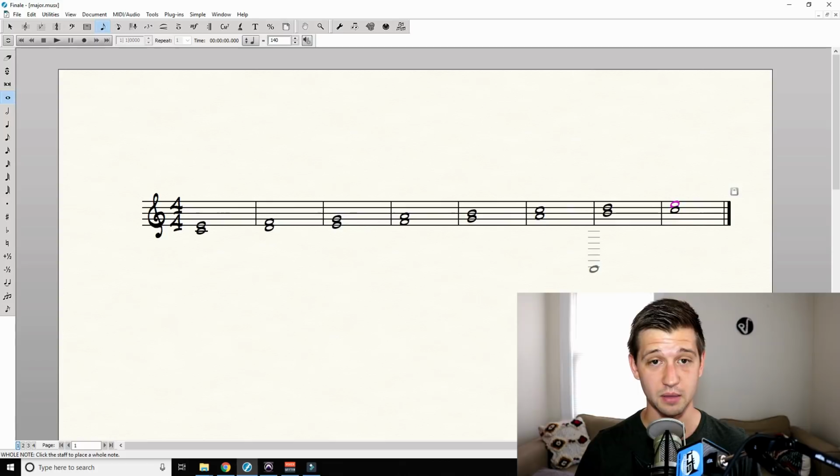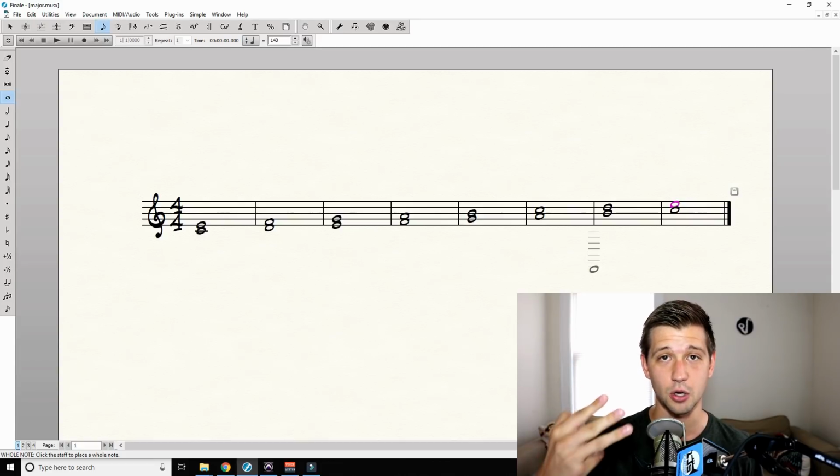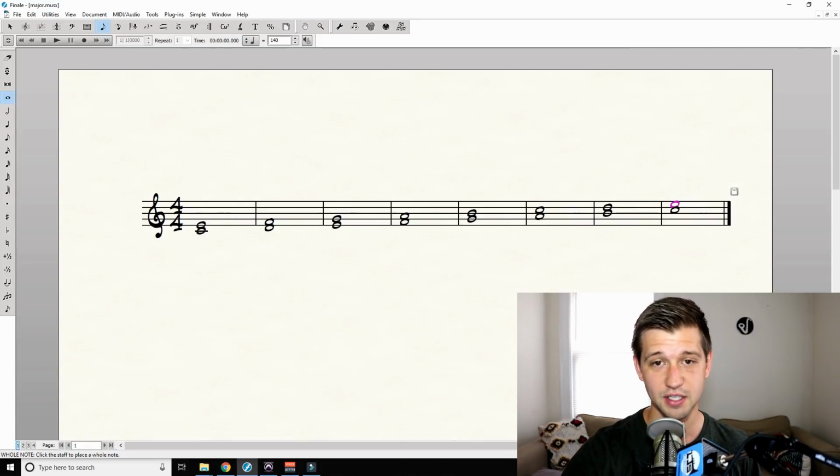Now this is important, because now I'm going to stack another third on top and we're going to create triads. A triad is simply a three-note chord. Okay, so let's do that right now. I'm going to write the labels of them later, but for now I'm just going to stack the thirds. So let's just go through this really quickly.